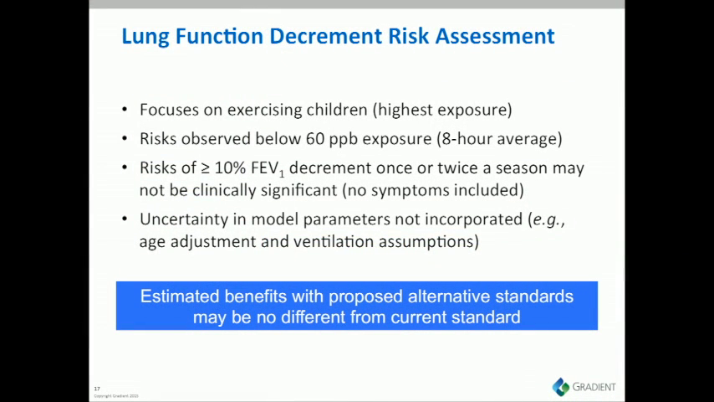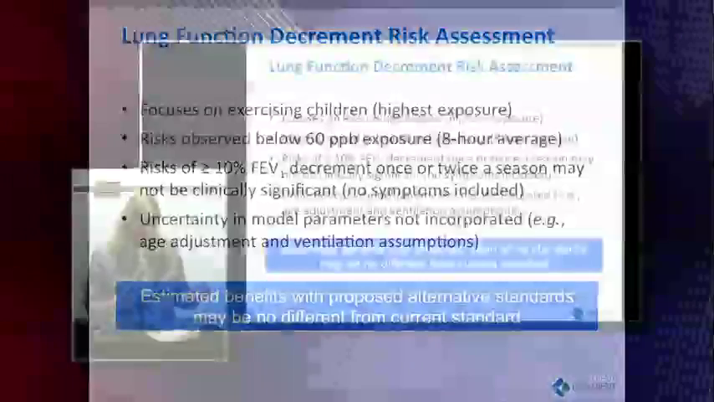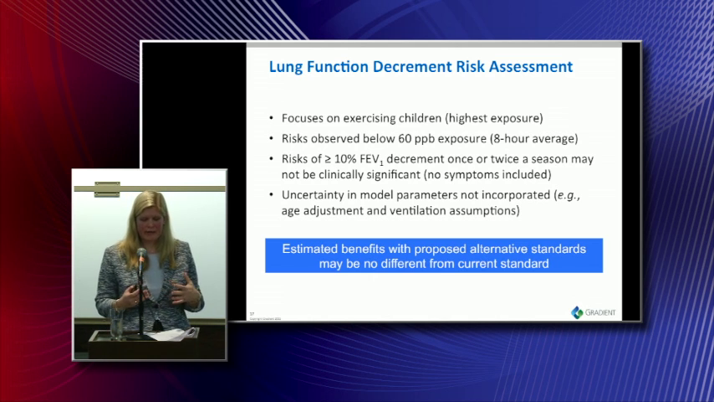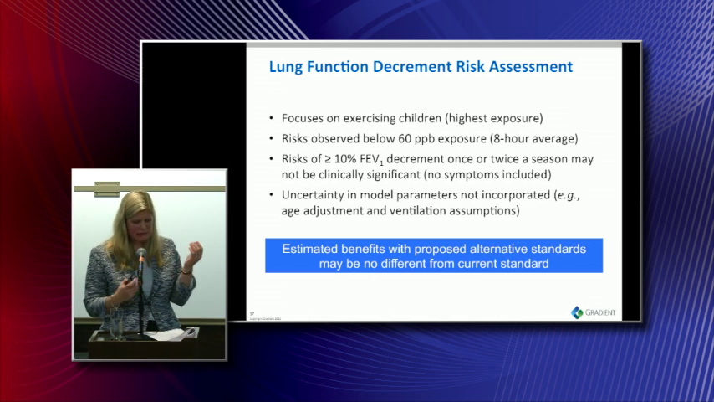So just to summarize a little bit, the results are highlighting effects in exercising children. These are children that have very high ozone exposures. Risks are being observed below 60 ppb when you consider an 8-hour average, which is not necessarily consistent with the controlled exposure studies.